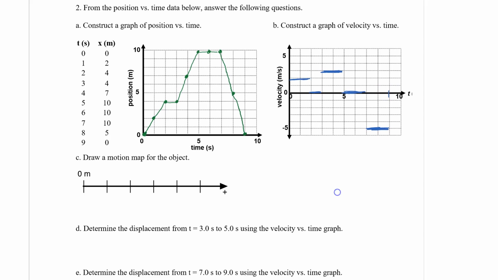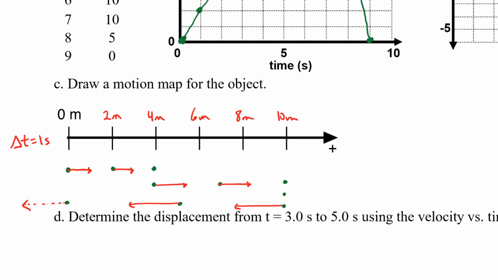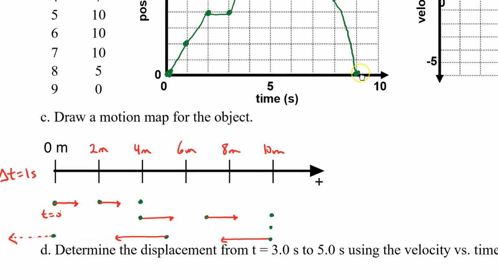Okay, and now draw a motion map. I've put in my delta t equals 1 second, indicating that each dot is equal to a change in time of 1 second, and I'm starting over here at t equals 1. And I did my scale units by 2 meters so I can get it all in there. You'll notice at the very end, I don't know what's happening with this graph. Does it keep on going down like this, or does the person stop after that?